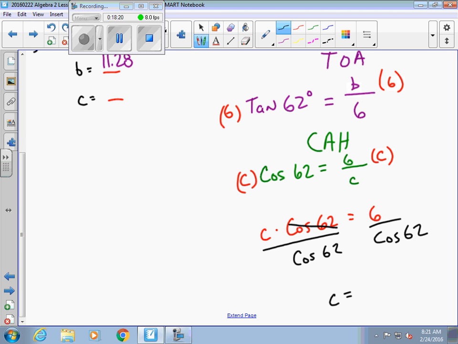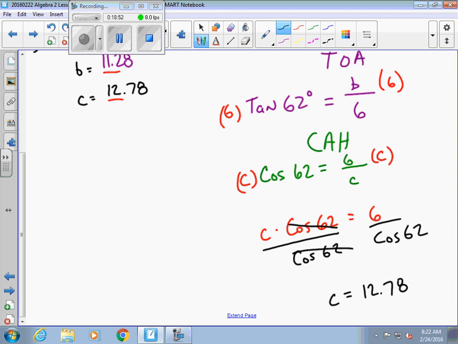It just takes you one more algebraic step, which most students would probably prefer to do rather than have to figure out a different trig function. So simply 6 divided by the cosine of 62 degrees. And when you do that, you're going to get C's value. And again, it's 12.780, and it keeps on going. So that's an approximation. If you don't get instructions on how to round it, simply round it to the nearest hundredth, and we'll get C's approximate value at 12.78.